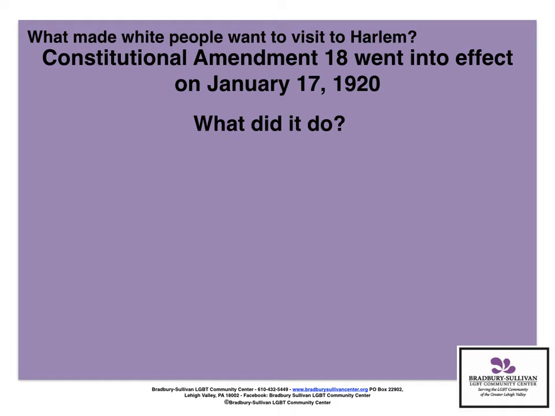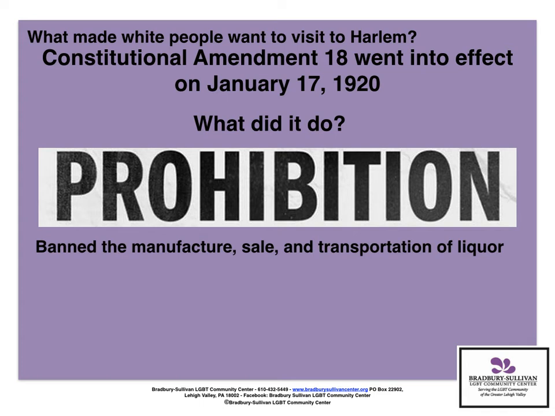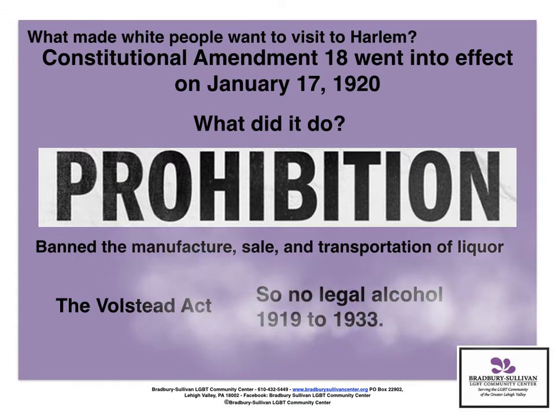And if you were at the community center while I was teaching this class, I'd ask this question, and if you knew the answer that it was prohibition, you would win a prize, because that's when prohibition started. Prohibition banned the manufacture, sale, and transportation of liquor in the United States completely. It was called the Volstead Act, and every legal voter in the U.S. had an opportunity to vote for it or against it, and it was passed in 1919. So no legal alcohol was available in the United States from 1919 to 1933 when it was repealed.